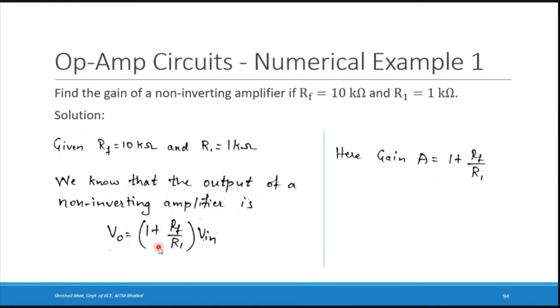Gain is equal to 1 plus RF by R1, just substitute 1 plus 10K by 1K. 10K by 1K is 10, so 1 plus 10, that's 11. So gain is 11. That means whatever you give at the input, it will be multiplied by 11 times at the output. The output is 11 times that of the input. That's the gain of a non-inverting amplifier. Just the formula 1 plus RF by R1 will give you the gain. If you know RF and R1, just substitute and get the answer.